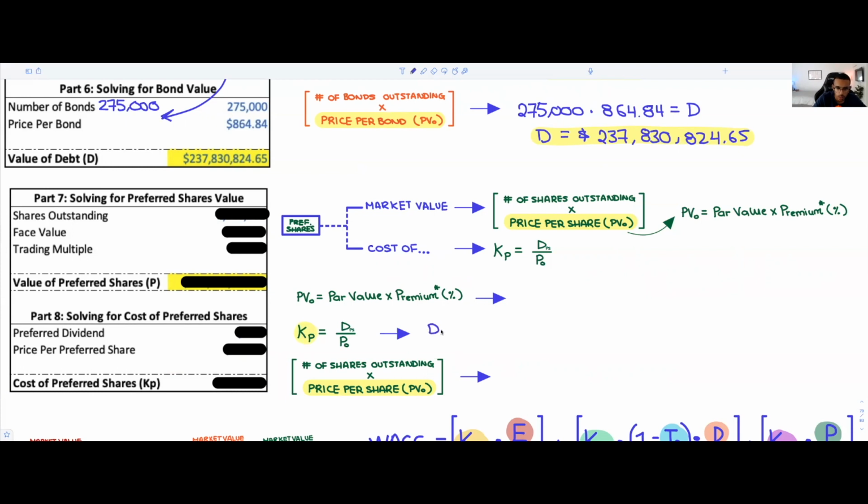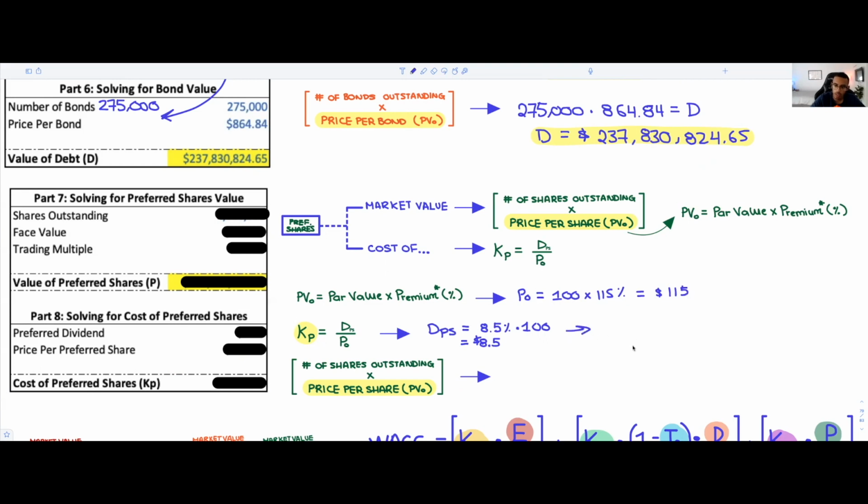We know that DPS is going to be equal to, what was it, 8.5% times 100, such that our dividend is going to be equal to $8.5 per preferred share. Now we also need to find our P0. So I guess we're going to have to go up to the first step. That's on me, my bad. P0 is going to be equal to 100 times 115%. That's going to give you $115.